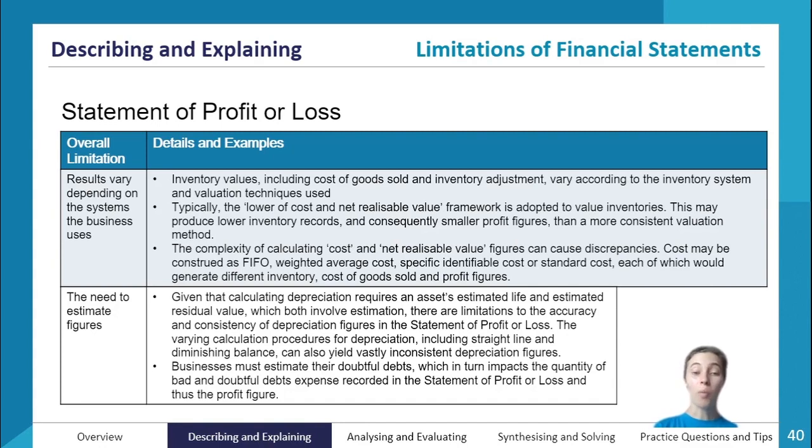It's also pretty complex to calculate cost and net realizable value, so this can then cause discrepancies. Cost can be construed in a few different ways. You've got first in, first out, or FIFO, the weighted average cost, specific identifiable cost, or standard cost. You may not be familiar with those last two, but hopefully the first two are familiar. And each of these ways of calculating costs is going to generate different figures for inventory, cost of goods sold, and profit.